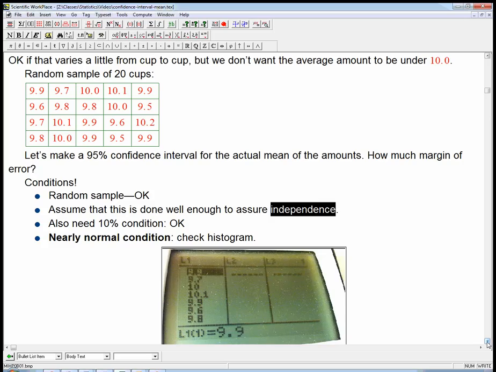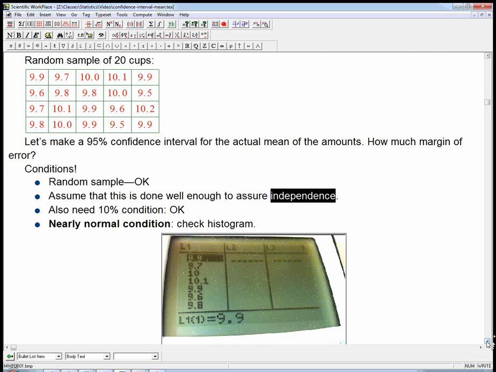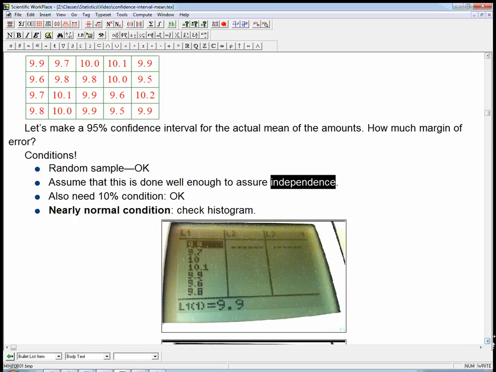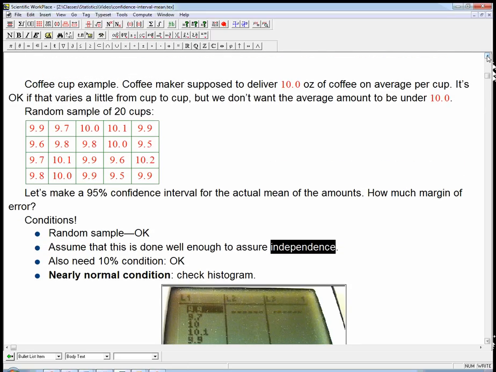Here's the new condition, though. Instead of the success-failure condition, which doesn't have any analog here, this is not about proportions, yes or no, Bernoulli kind of stuff. We need the nearly normal condition. Turns out we're going to push the limits of the ideas of things like the central limit theorem pretty far to where we'd really like to know something about what distribution these come from. If it was true that a coffee maker tends to give you a little under 10 ounces, but then sometimes it gives us 15 or 16, and we've got a really skewed distribution, that would make the methods we're about to use invalid.